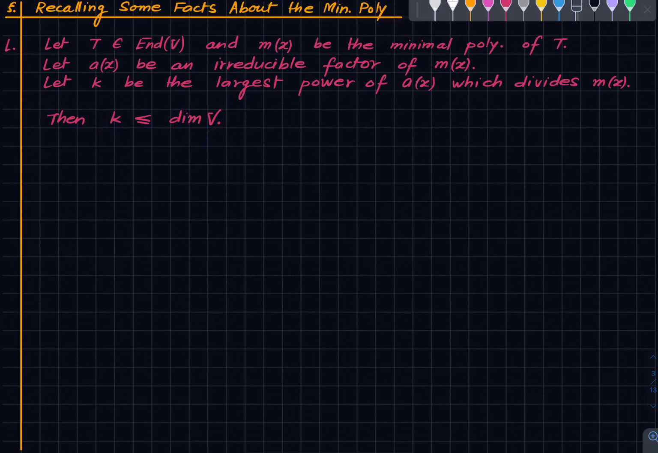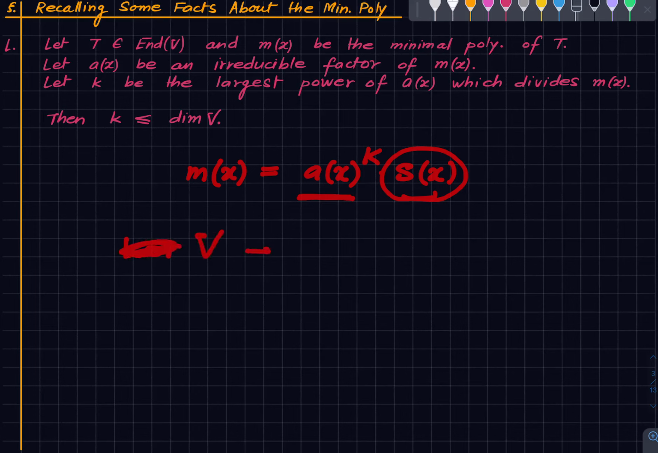Okay. So, I will not be proving this. This should be clear to you by now. Basically, the point is this. Let's say the minimal polynomial is a(x) to the power k times something, let's say s(x), where of course s(x) is relatively prime with a(x), because k is the largest power of a(x) that divides m(x). So what we get is that the kernel of m(T), which is nothing but V, is the direct sum of these two things.